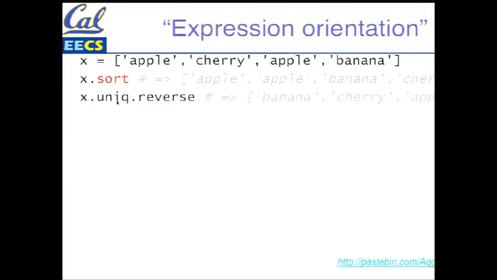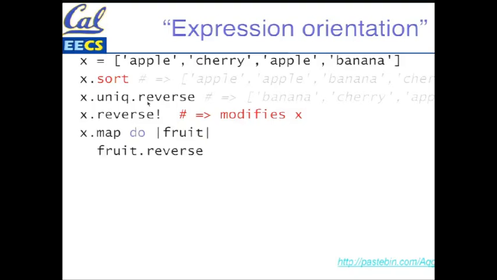x.reverse with a bang! That actually will reverse x in place, right? And these are examples of methods where there's both a safe version and a destructive and unsafe version. There's map, just like there is in Scheme and Python and other languages. I can take an array like x, and for each element, a fruit, I can call reverse on the fruit. Now in a minute you'll say, wait a minute, up here you were calling reverse on an array, but here you're calling reverse on what? Strings? Yes, in fact, we're going to get to that in a moment.